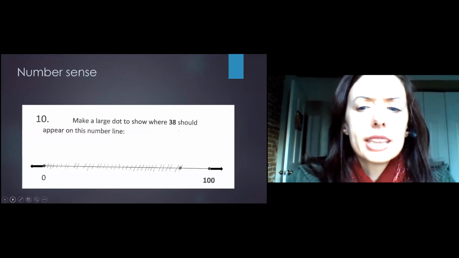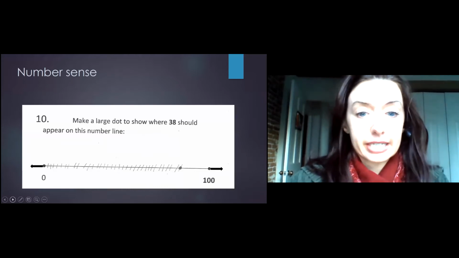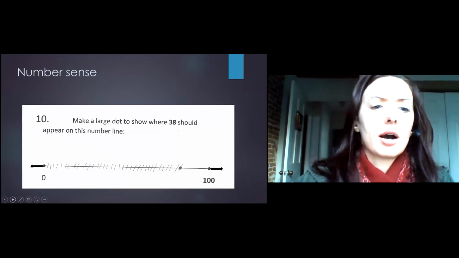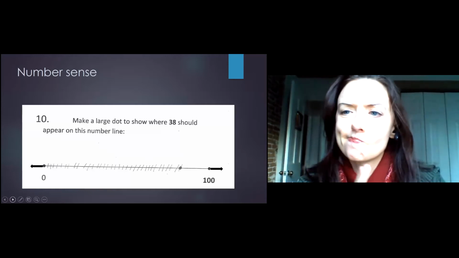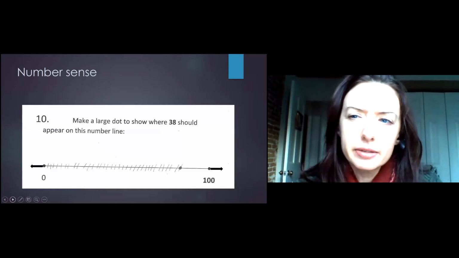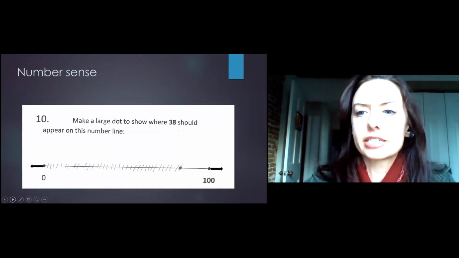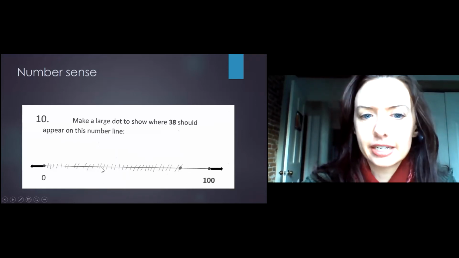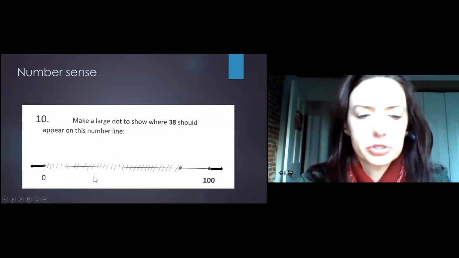A child with strong number sense would typically say, okay, I see 0, I see 100, I know 50's right in the middle. And so 38 in comparison to 50 would be, and then they would place the number somewhere over here, right? So that's what a typical student would do.